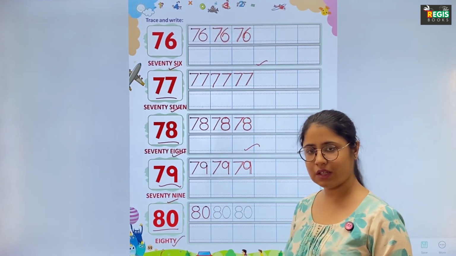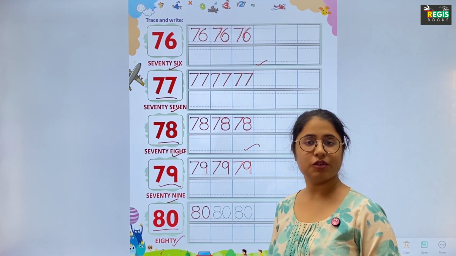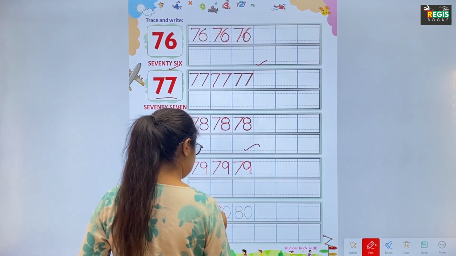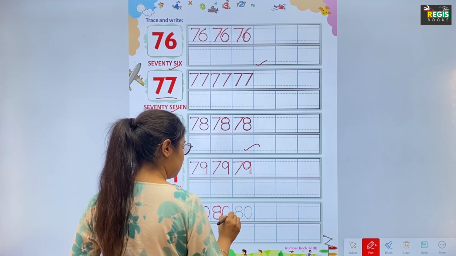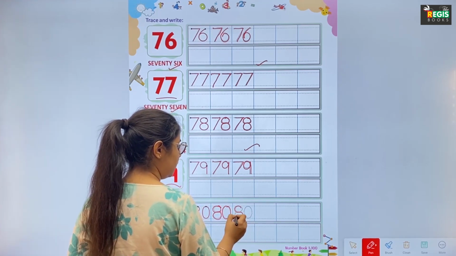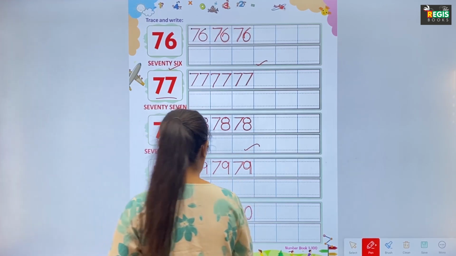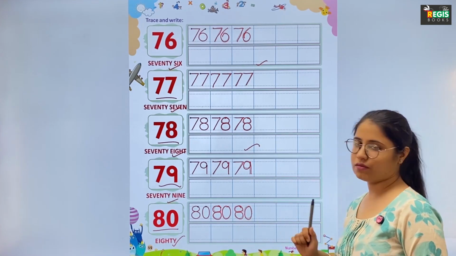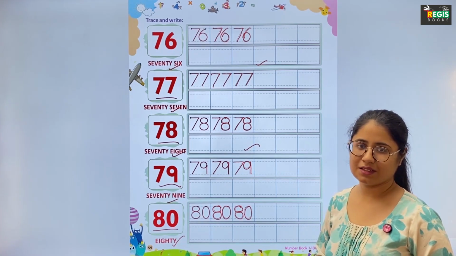80. 8 and 0 together. Let's trace with me. 80. So kids, now you will write the number 80 in the rest of the boxes to practice it.